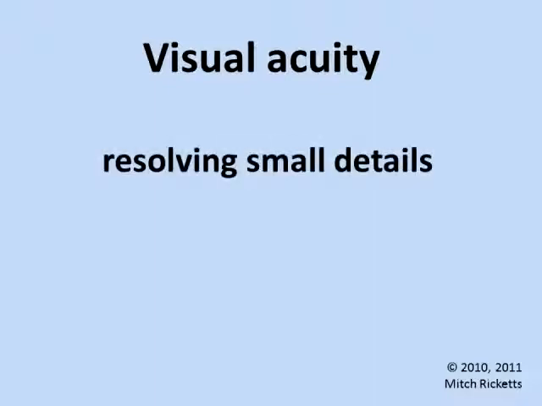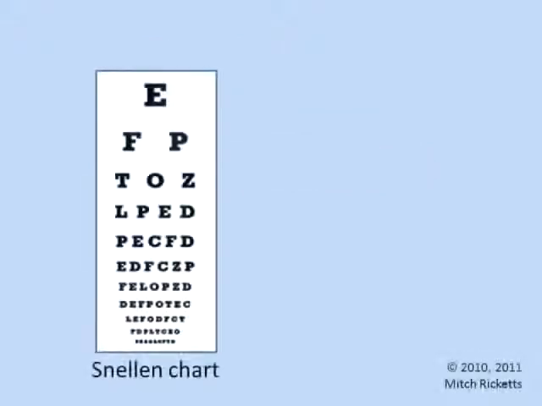Visual acuity is a measure of a person's ability to resolve fine details. In other words, it measures our ability to see clearly. Visual acuity is often measured with a Snellen chart. Snellen charts measure our ability to recognize letters of various sizes, typically from a distance of 20 feet.